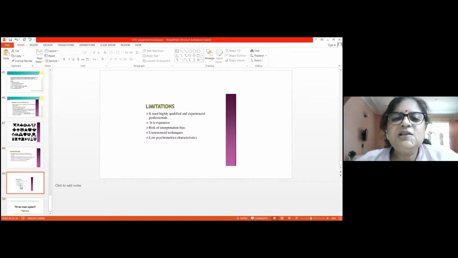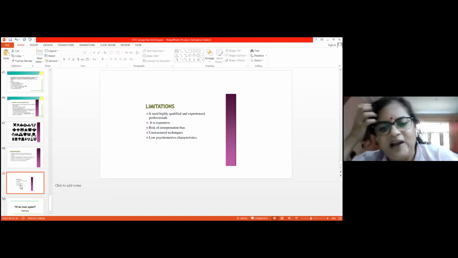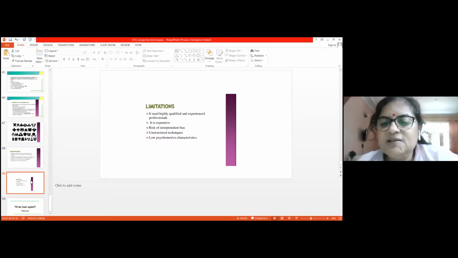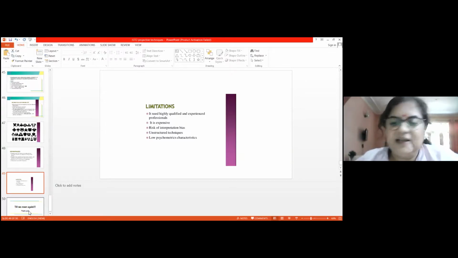The limitations are that it needs highly qualified and experienced professionals. It is expensive. It has risk of interpretation bias. It is an unstructured technique, and it has low psychometric characteristics, that is, reliability and validity we cannot claim, and it depends on the person who is interpreting. That's why I chose the Thematic Apperception Test, because it is very clear what you need to look at, and out of the projective techniques, this is the easiest one.